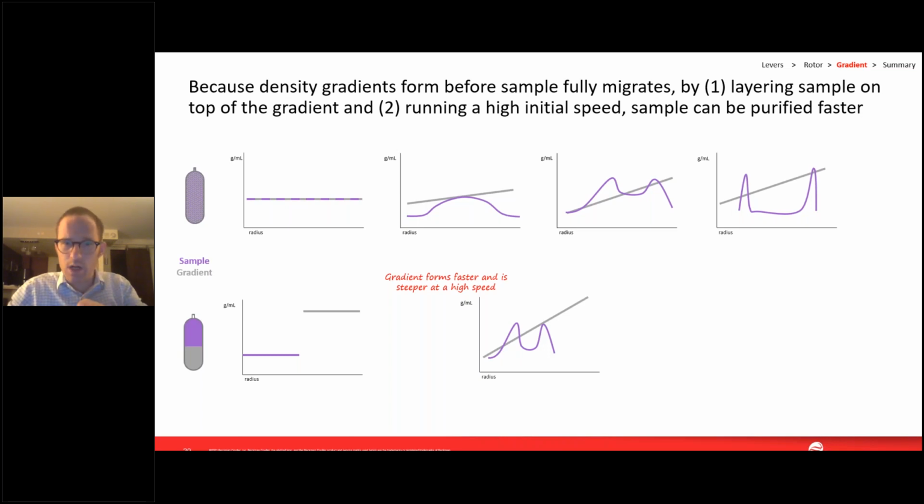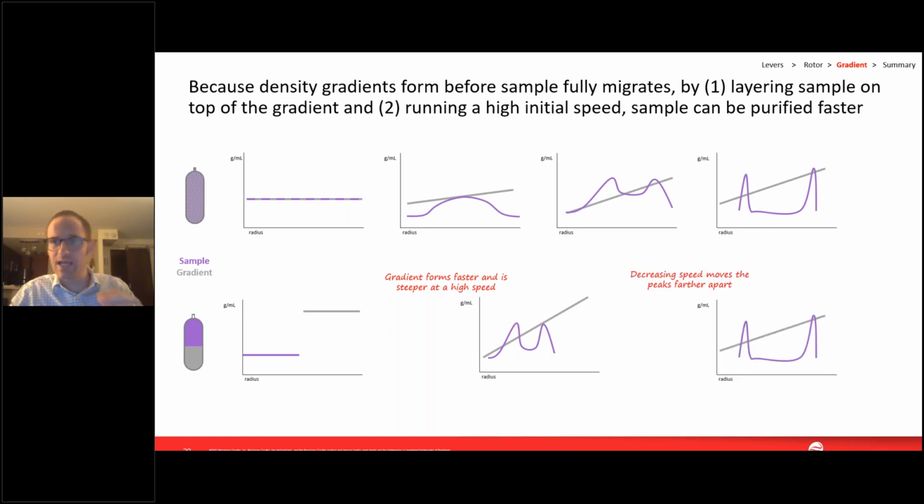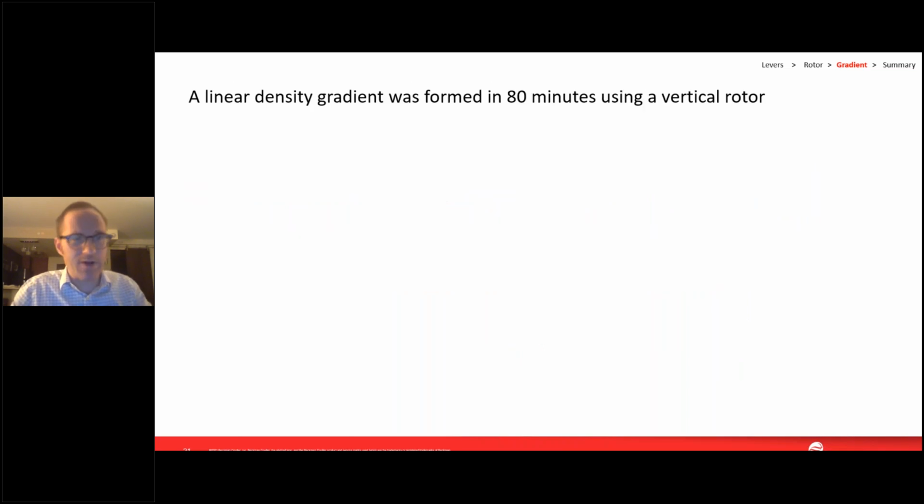But that's not what you want. The sample peaks are now closer together because you formed a steeper gradient. So if you then decrease your speed, you can end up with the exact same profile, but you can just get there faster. And again, I've got a little case study of something we did in our lab at Beckman Coulter. We formed a linear density gradient in 80 minutes using a vertical rotor.